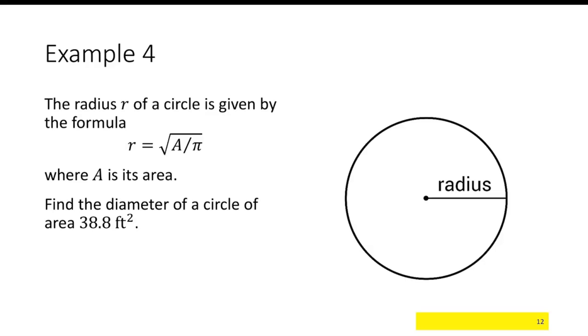All right, the radius of a circle is given by r equal to the square root of a over pi, where a is its area. So find the diameter of a circle of area 38 and 8/10 square feet. And just note that the diameter is 2 times the radius. So the radius is the square root of the area divided by pi.